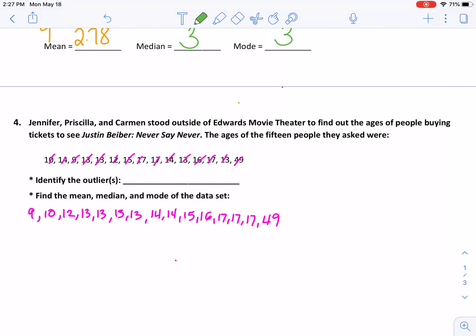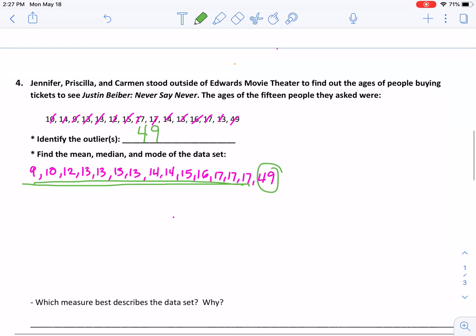So this brings up a new concept here, the outlier. Identify the outlier or outliers. If you take a look at these values once they're in order from least to greatest, there's one that doesn't make sense. And that is the poor mother or father who had to take a whole slew of teenagers to go see Justin Bieber: Never Say Never. So 49 is the outlier. That will have an effect on one of the measures of central tendency.